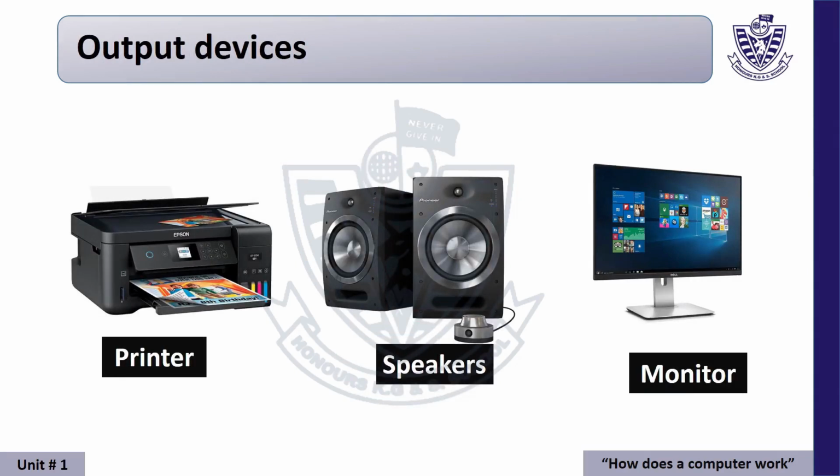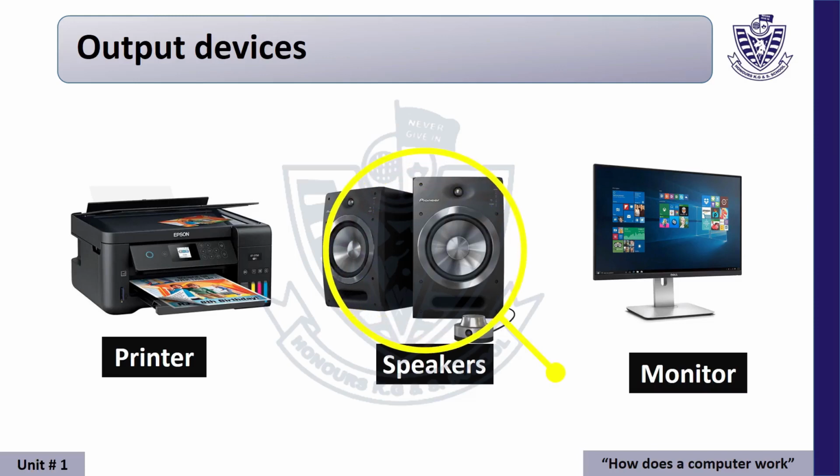Output devices. Here you can see 3 output devices. The first one is the printer. It provides information on the paper that we introduce. The processed form of data will be printed on the paper by using the printer.